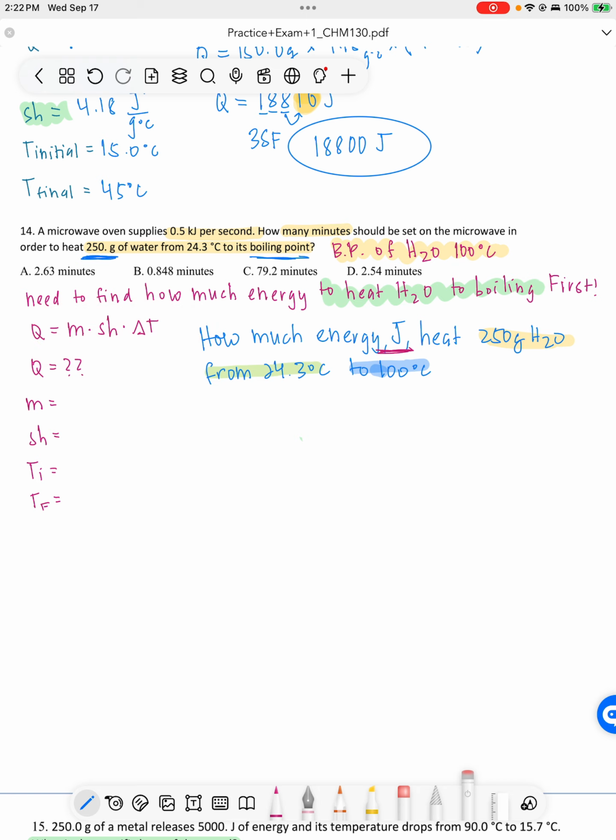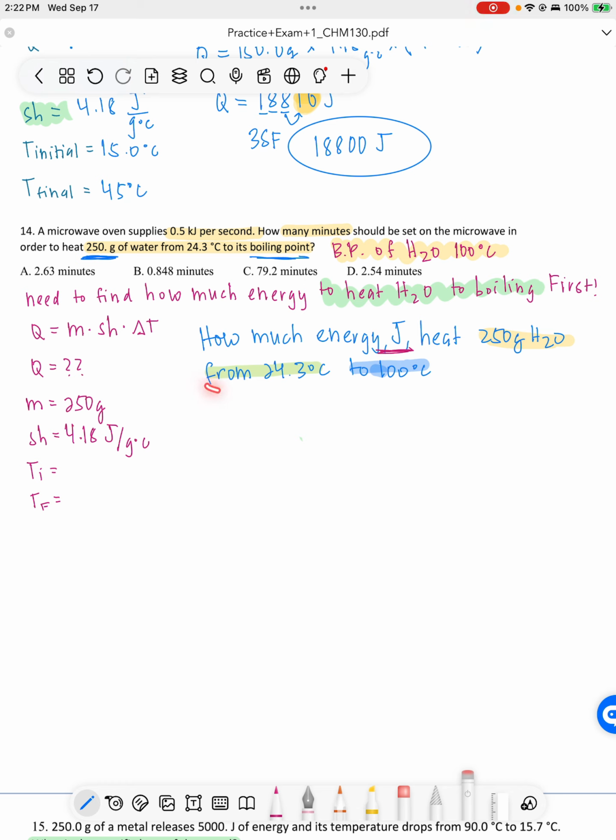So if we just pull out the information and find the mass and the specific heat and the change in temperature, and fill it in down here, then we just plug those numbers into our equation to find Q. So let's do that. It says our mass is 250 grams of water. And we have to have memorized that water is 4.18 joules per gram degree Celsius. That's its specific heat.